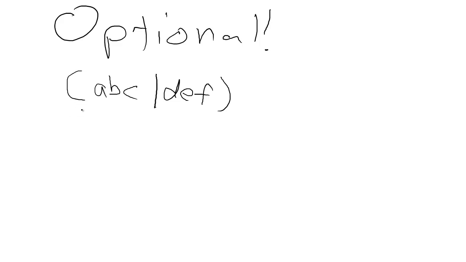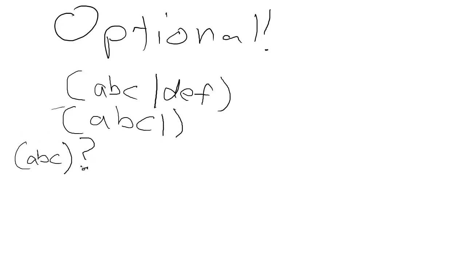If you just want to make something completely optional instead of using one of two options, then yes, you can do something like ABC or blank and just close the parentheses right there. But you can also use the question mark character, which says the previous item is optional. So if you said something like paren ABC question mark, that would be saying you can do ABC or you could just not. And the question mark character is greedy, which means that it will try to match it if it can.